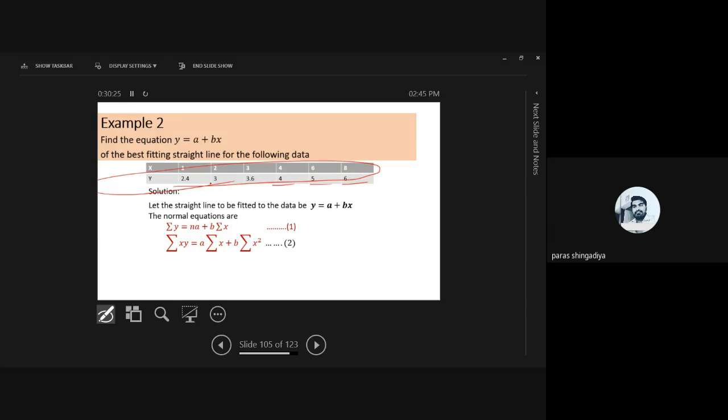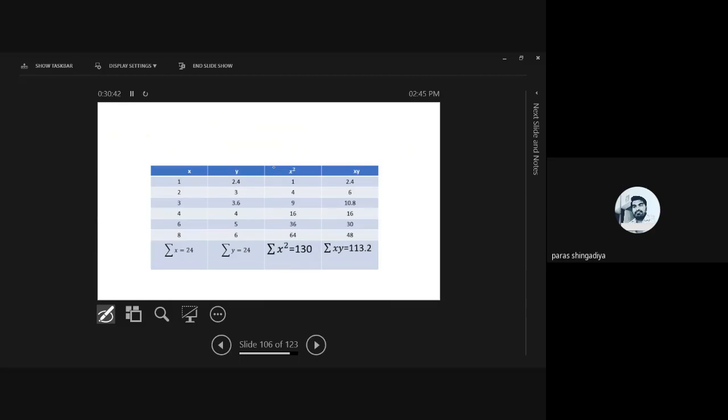Sigma y is equal to na plus b sigma x, and sigma xy is equal to a sigma x plus b sigma x square. Okay, after that, the values of x and y are given. Then prepare this table in the second part. In this column x, find the total. So 24 is the answer, that is called sigma x.